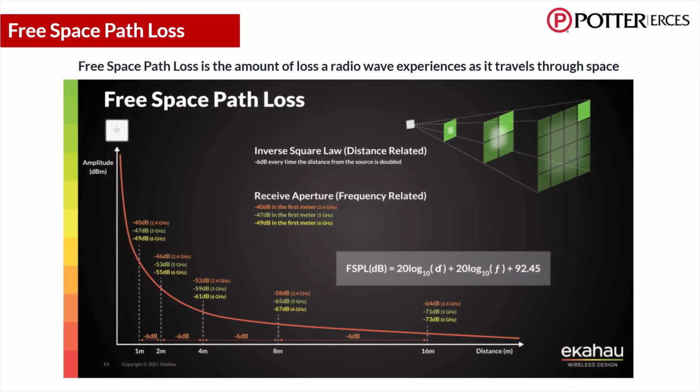Free space path loss is the amount of loss a radio wave experiences as it travels through space. It is calculated through the formula here, but to give you some perspective, a radio signal leaving an indoor antenna will lose 50 dB of power at just 20 feet away. This is a significant amount of loss and should be considered when designing and optimizing an ERCES.